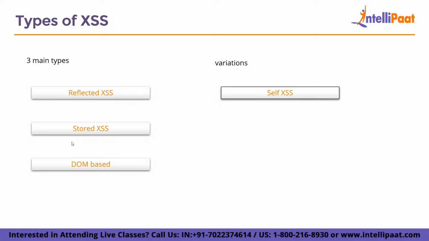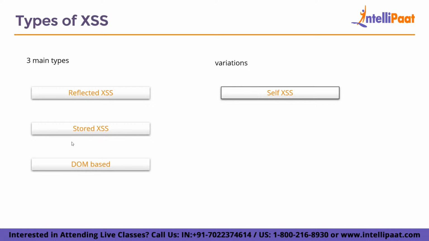Apart from this, we have variations, and the first variation is self XSS. Self XSS is a form of XSS vulnerability that relies on social engineering in order to trick the victim into executing malicious JavaScript code in their browser. Although it is technically not a true cross-site scripting vulnerability, due to the fact that it relies on social engineering to get a user to execute code rather than a flaw in the affected website allowing an attacker to do so, it still poses the same risk as a regular XSS vulnerability if properly executed.